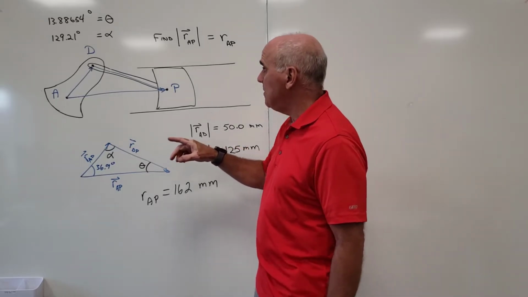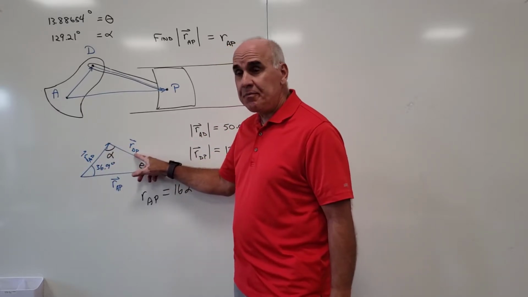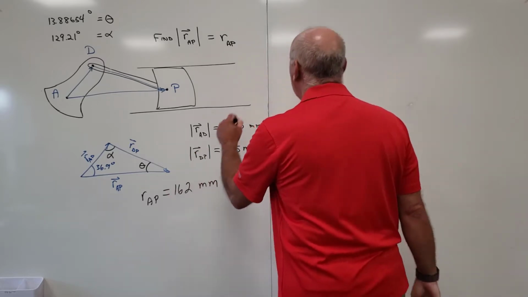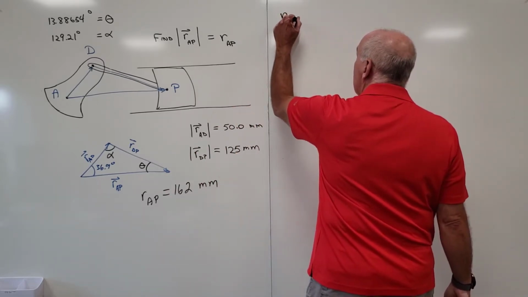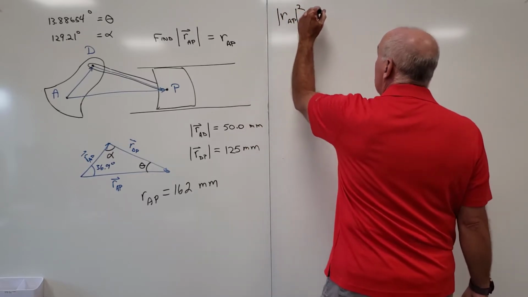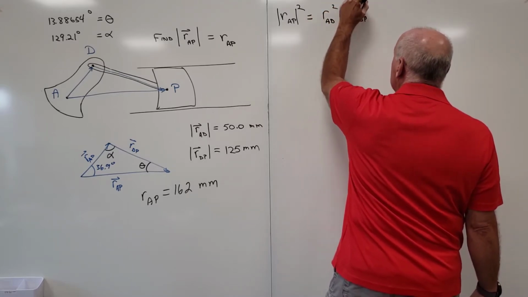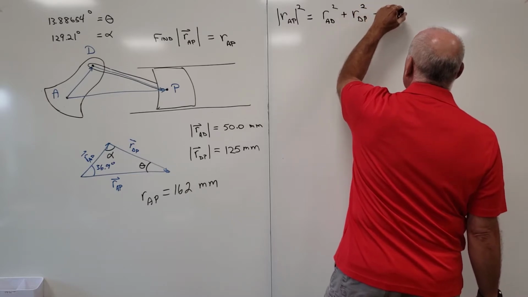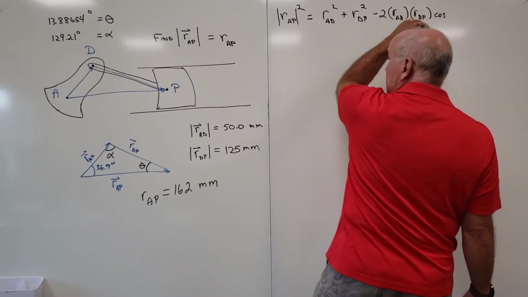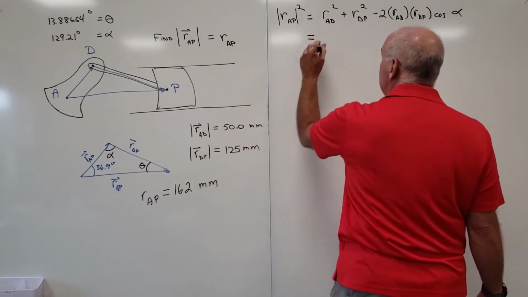First off, using law of cosines, because it's pretty quick and easy. So I know the angle between AD and DP, and I know the length of AD and DP. So the law of cosines says that the magnitude RAP squared equals RAD squared plus RDP squared minus 2 RAD RDP cosine of alpha.